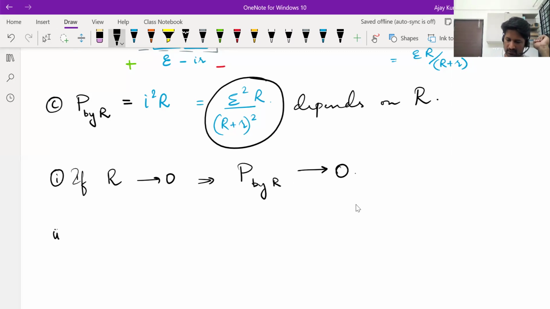That's the first case. Next case. If external resistance is too large, tending to infinity, then how much is the power dissipated by it?